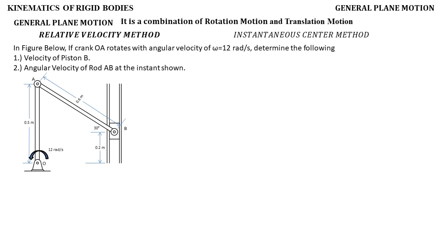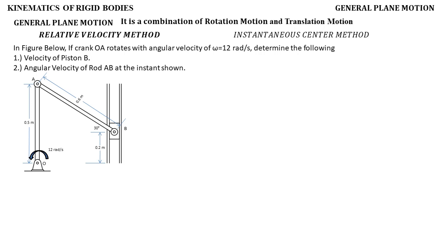We will use first the relative velocity method. Upon analyzing the mechanism of this figure, when point O rotates with an angular velocity equal to 12 radians per second, point A will move to the left, so the direction of the velocity at point A is to the left. Simultaneously, point B will go up. That is the mechanism of this problem.